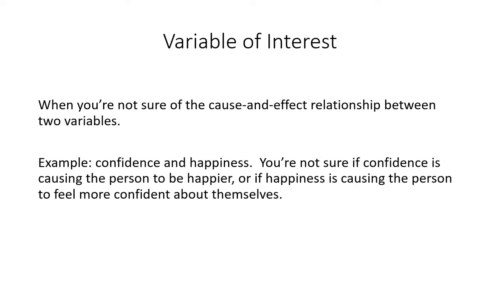Now, the variable of interest is used when you are not sure of the cause and effect relationship between two variables. Let's say, for instance, you are interested in knowing confidence and happiness. You're not sure if one is causing the person to be happier, or if happiness is causing the person to feel more confident about themselves. So when you're saying something like the variable of interest, it's very possible that you're talking about correlation. These are all the things that you learn in stats, and it's just that in research terms, they are taking on a different name.